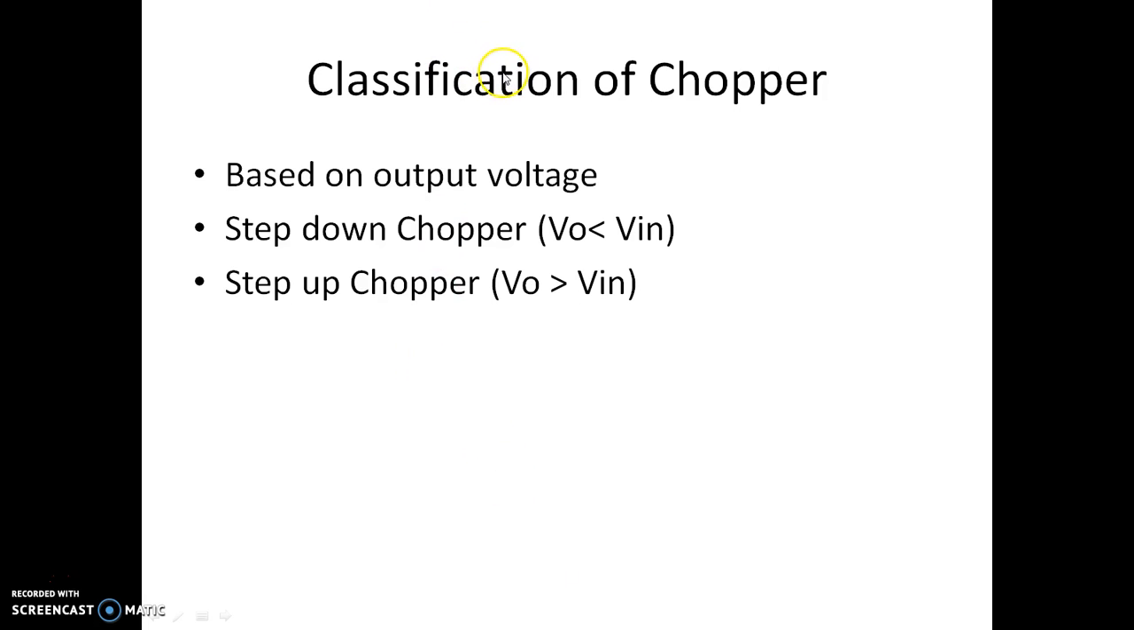Now we see next the classification of chopper. It is classified based on output voltage. There are two types of choppers. One is step down chopper and another one is step up chopper. In step down chopper, the output voltage is lesser than the input voltage, whereas in step-up chopper, the output voltage is greater than the input voltage.